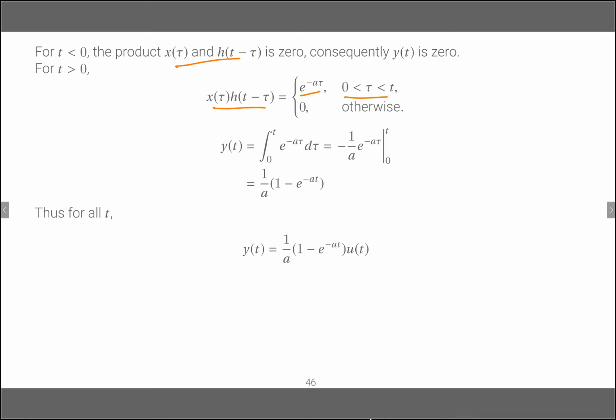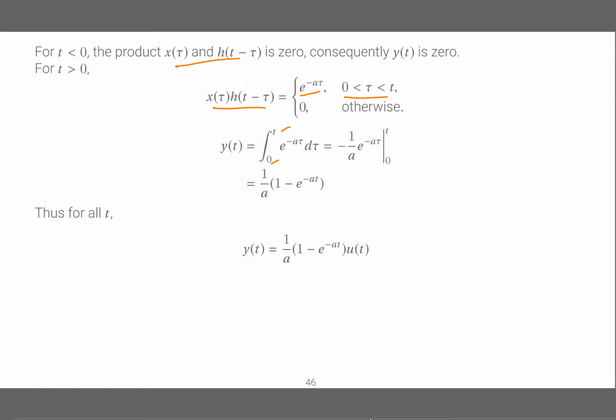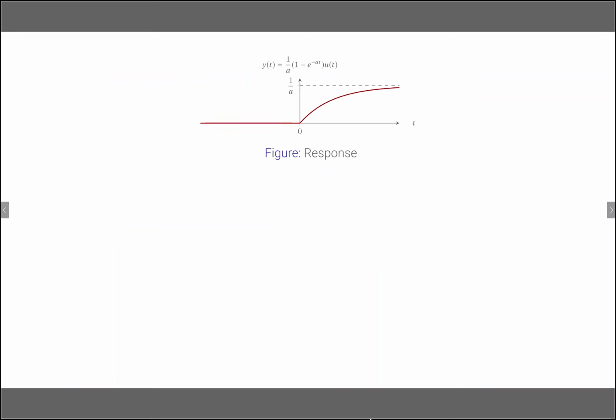Okay, then we can carry out the integration. So the integral from 0 to t of e to the power of minus a tau d tau is minus 1 over a e to the power of minus a tau, limits 0 to t, and then you have this expression. So to write y(t) for all t, combining this part and that part, we can write y(t) is equal to 1 over a times (1 minus e to the power of minus a t) u(t), because u(t) is this. Okay, that completes the example, and here is the plot of that.